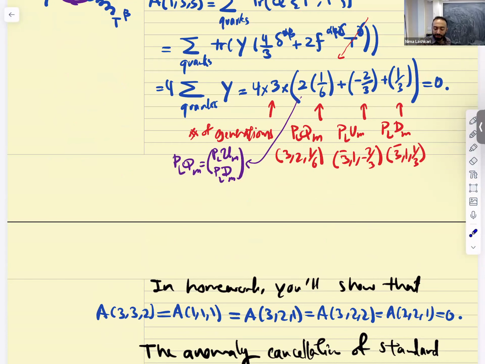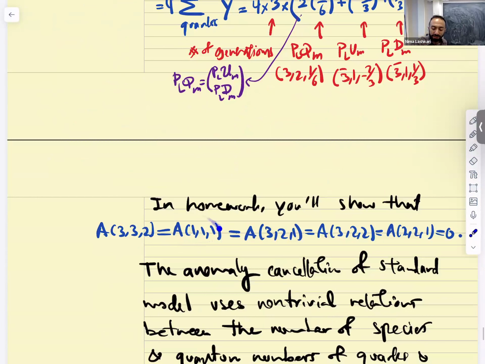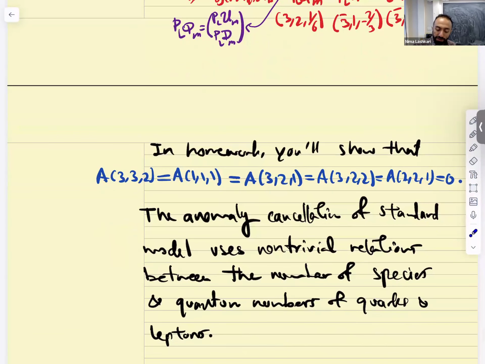The really cool one, I'll do this next week as well. It's 1 1 1. It's the one where you add more terms, and they don't cancel. All right, so in summary, we see that the anomalies of the standard model cancel, and this took non-trivial relations between the number of species and the quantum numbers of quarks and leptons. So even though we couldn't argue where these representation numbers came from, they have nice properties that are required by the quantum consistency of the theory.